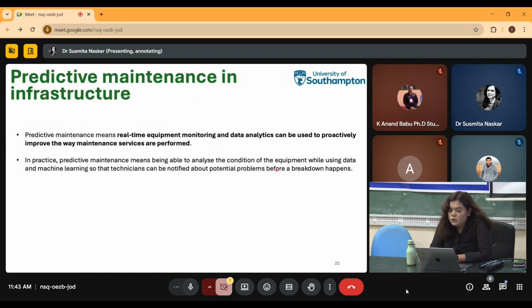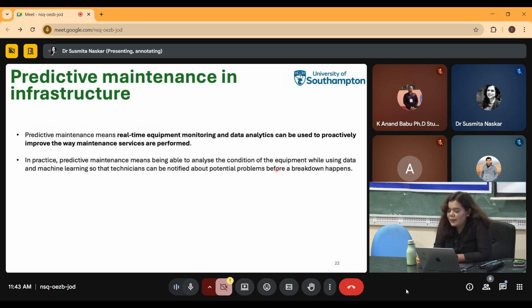Okay. So now let's move on to another important topic, which is predictive maintenance in infrastructure. What do we mean by predictive maintenance of infrastructure? Predictive maintenance usually means real-time equipment monitoring and data analytics to proactively improve how maintenance services are performed. Okay. So rather than waiting for something to break down, predictive maintenance allows us to anticipate problems before they occur in the infrastructure.